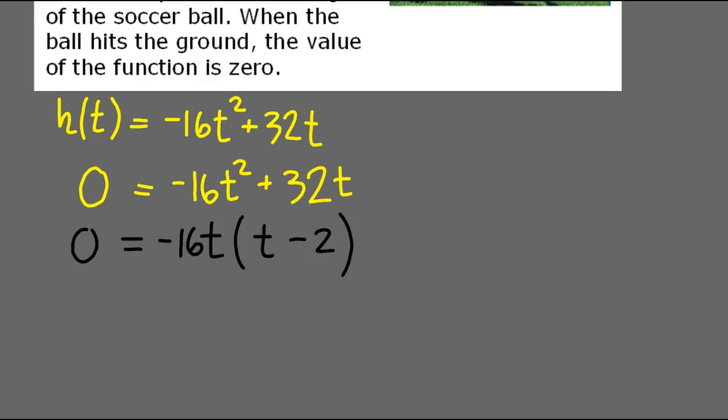Now, if you think about this, we have two different factors here. We have the negative 16t, and then we also have the t minus 2. There's this property that we cover in this section that is called the zero product property. You already know about this, but it's got a fancy name. It's like whenever you multiply something by 0, the answer is 0. Right?